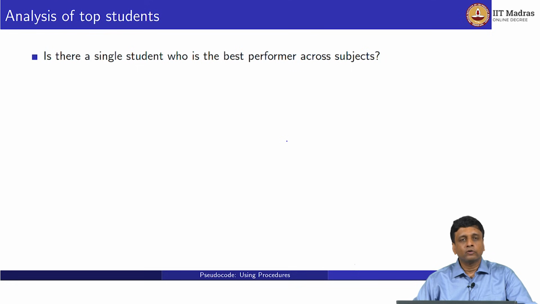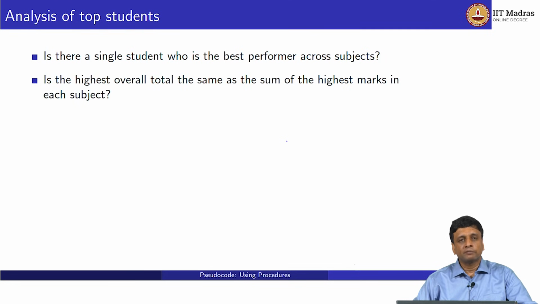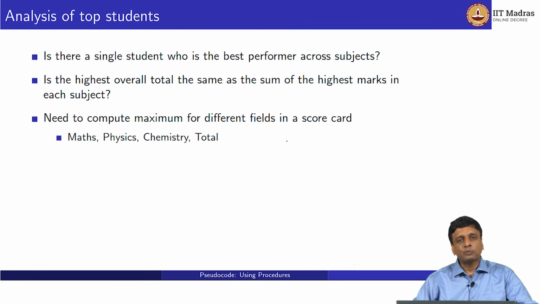So, we wanted to know: is there an overall top student? For this, we said we would check the maximum marks amongst the totals of all the students and compare this to adding up the maximum marks in each subject. If some student is the topper in every subject, then this student will of course have the overall total which is the top. So, the maximum total would be the sum of the maximum marks in each of the subjects.